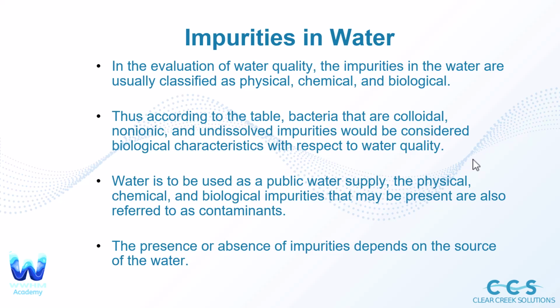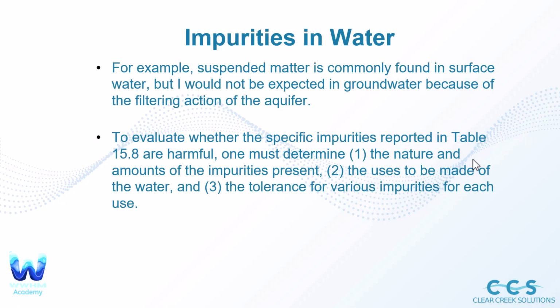The presence or absence of impurities depends on the source of that water. So for example, suspended matter is commonly found in surface water, but it would not be expected in groundwater because of the filtering action of the aquifer. So when we have water travel through a groundwater system, what the soil does is it actually naturally filters many of the solids out of the water, and so it ends up actually being cleaner than the suspended water that we can find on the surface.